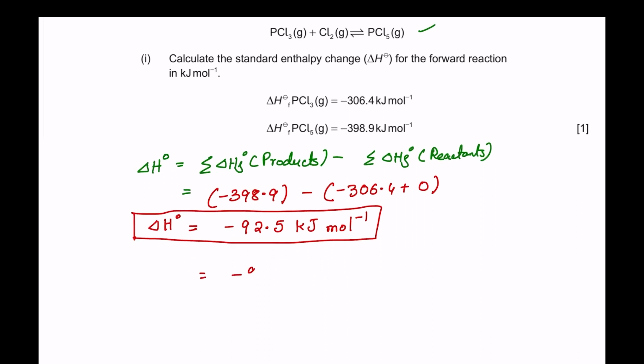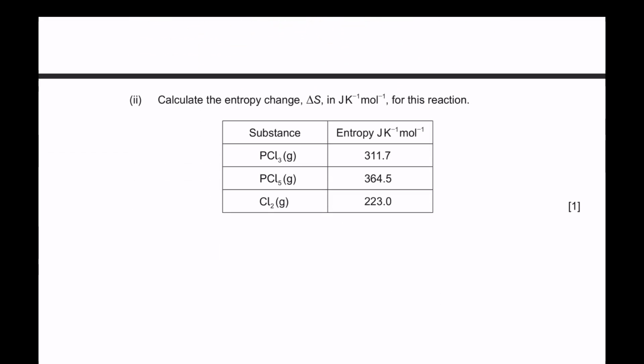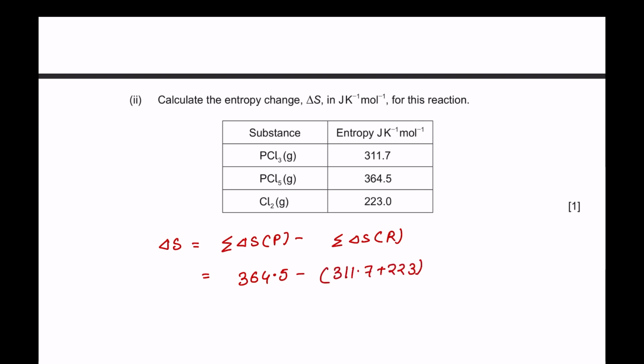You can also write it as minus 92.5 times 10 cube joule mole inverse. That is also okay. In the next part, you have to calculate the entropy change, delta S. It'll go similar to the previous one. Delta S would be the summation of delta S of products minus the summation of delta S of reactants. The product was PCl5, so 364.5. The reactants were Cl2 and PCl3, so minus 311.7 plus 223. Upon calculation, we will find delta S as minus 170.2.